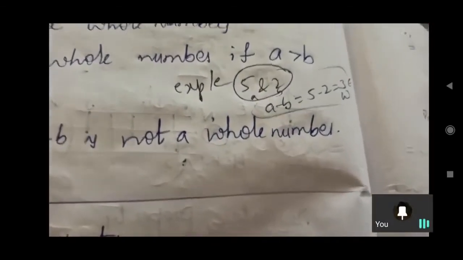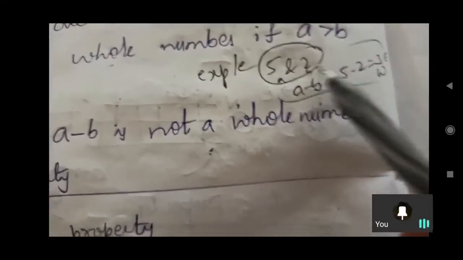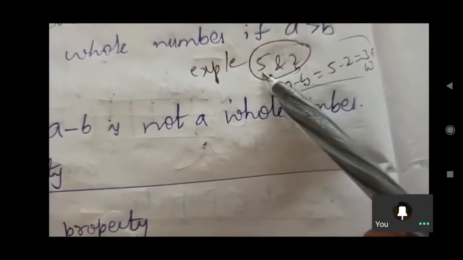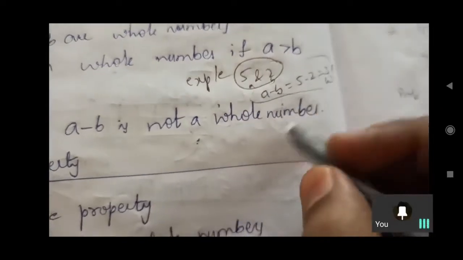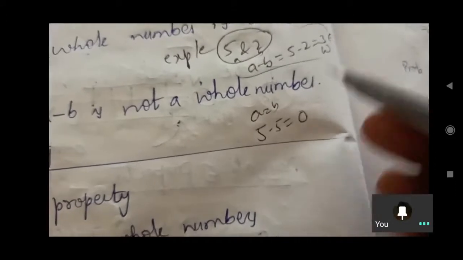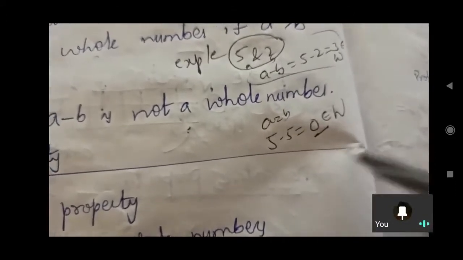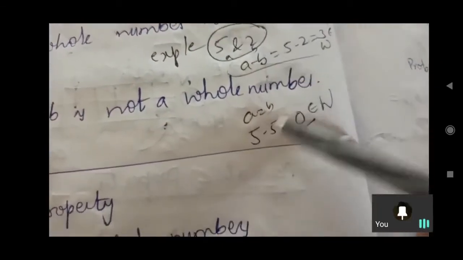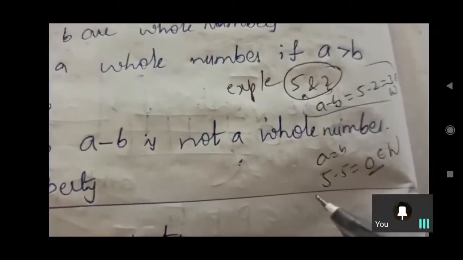5 minus 2 is equal to 3. So here what have I taken? A is greater than B, or else the same, I am taking A is equal to B. 5 minus 5 is equal to how much? 0. So in these two cases 0 also belongs to whole numbers. So we can say when A is greater than B and A is equal to B, the closure property is satisfied.